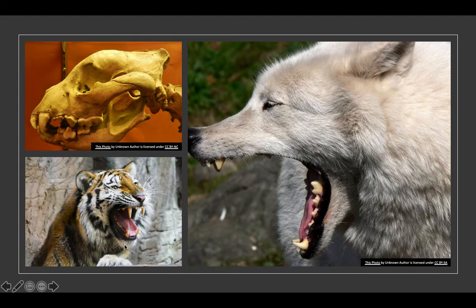Tigers have basically the same thing, except they have even bigger canines. They're very stabby.